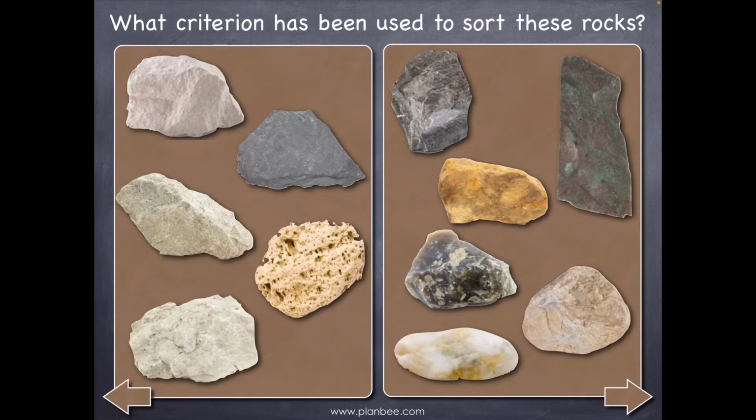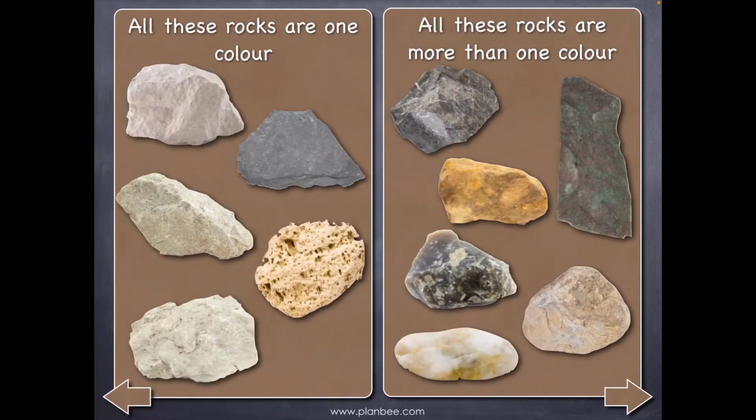Have a careful look, pause the video, take a close look. What is different about these two groups of rocks? So the difference between these two groups is that the rocks on the left are all one colour and the rocks on the right are more than one colour. So on that right hand side we can see little parts of green, and the yellow sandstone there has got grey dark patches.